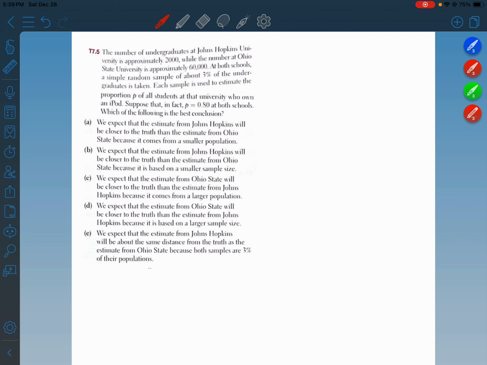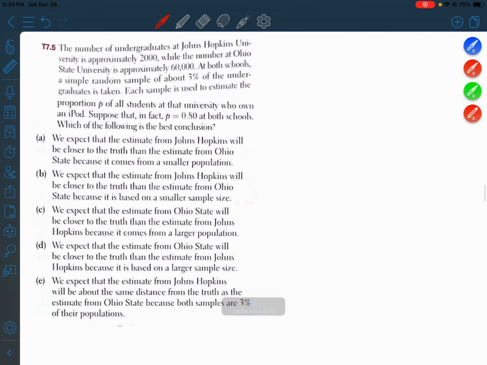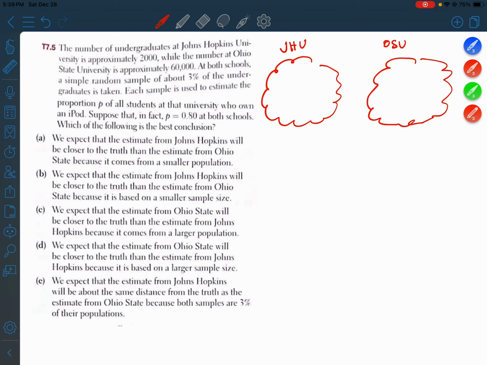All right, so let's first make a diagram of what's going on here. We have Johns Hopkins University and Ohio State University. These large bubbles will represent the populations. At Johns Hopkins, the population size is 2,000. Let's call that N1. And at Ohio State, call it N2, is 60,000. And we know the true proportion of students who own iPods is 80% at both schools. So that'll be P1 and this will be P2, but they're both 0.80.